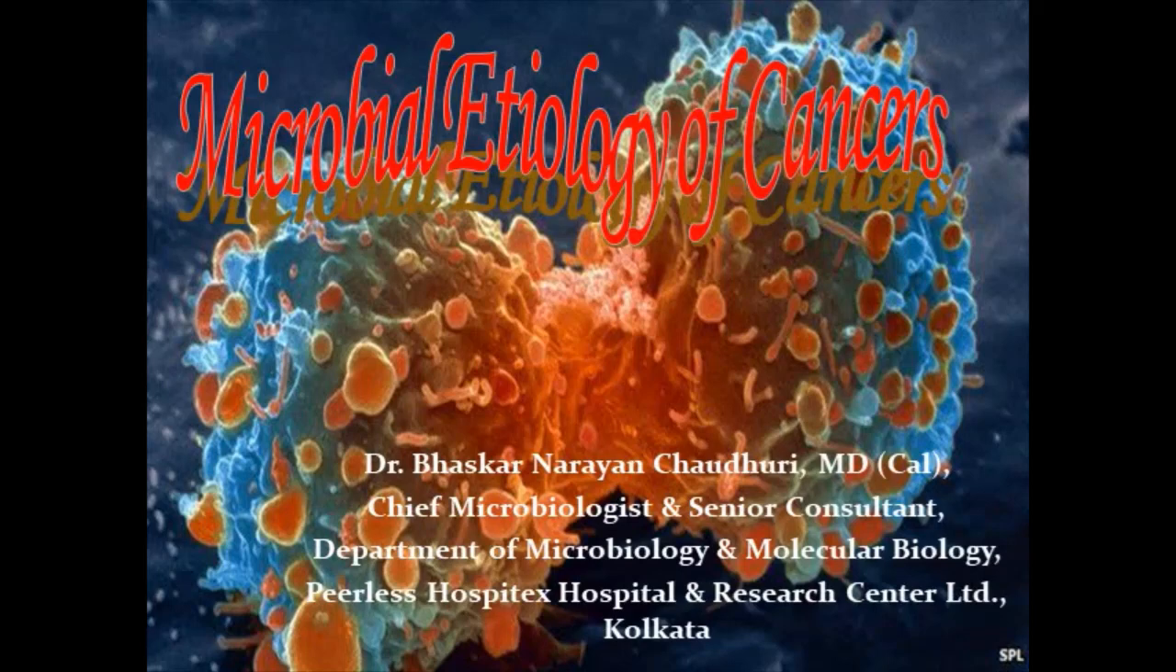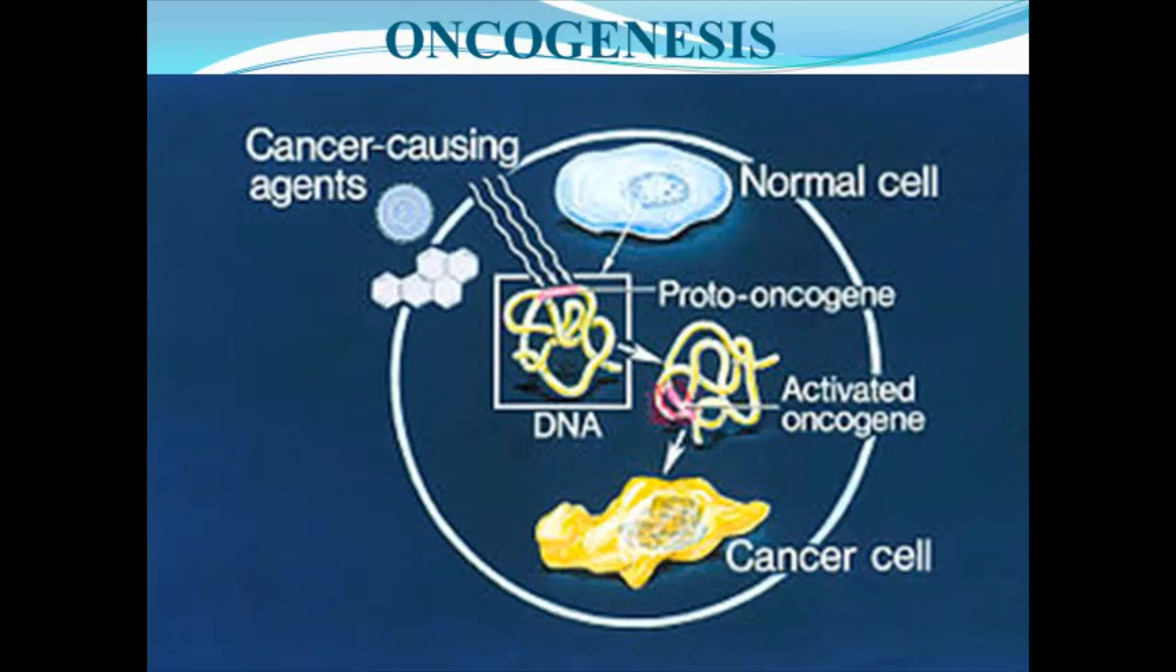Hello everyone, I am Dr. Bhaskar Narayan Chaudhuri, Chief Microbiologist and Senior Consultant, Department of Microbiology and Molecular Biology, Peerless Hospital, Kolkata. My topic today is microbial etiology of cancers. So, what is oncogenesis? Oncogenesis is a process by which cancer-causing agents convert a normal cell into a cancer cell. So there is a proto-oncogene in the human DNA, which gets converted by these cancer-causing agents into an activated oncogene and converts a normal cell into a cancer cell.